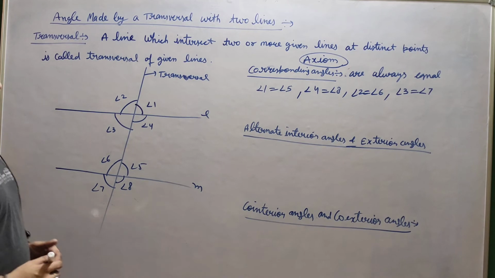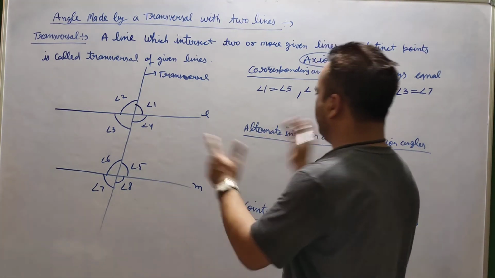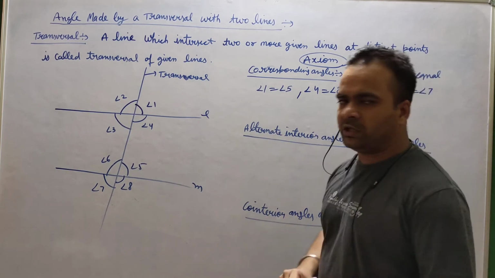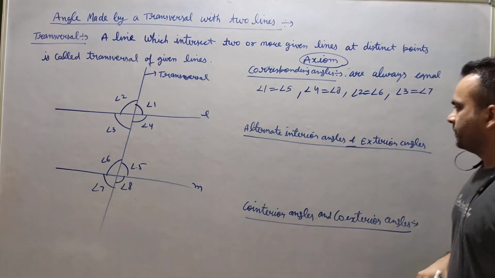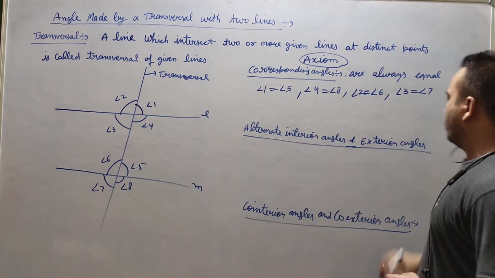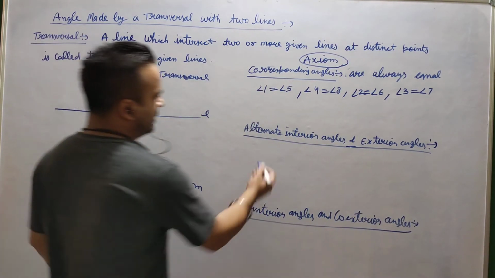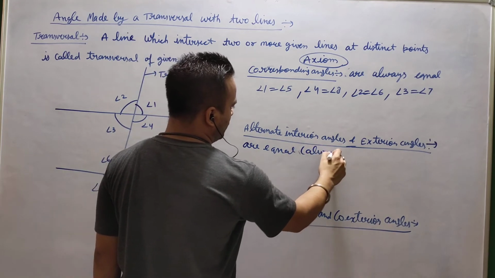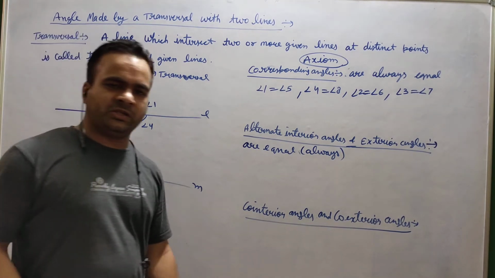Now alternate interior angles. Can you tell me the alternate interior angles? Alternate means different directions, but in the interior. So definitely 4 and 6 and 3 and 5 are the two groups, and for exterior it will be 1 and 7 and 2 and 8. So these are alternate exterior angles and interior angles. What will happen if the lines are parallel? Definitely they are also always equal. It is again the alternate interior axiom or the alternate exterior angle axiom.